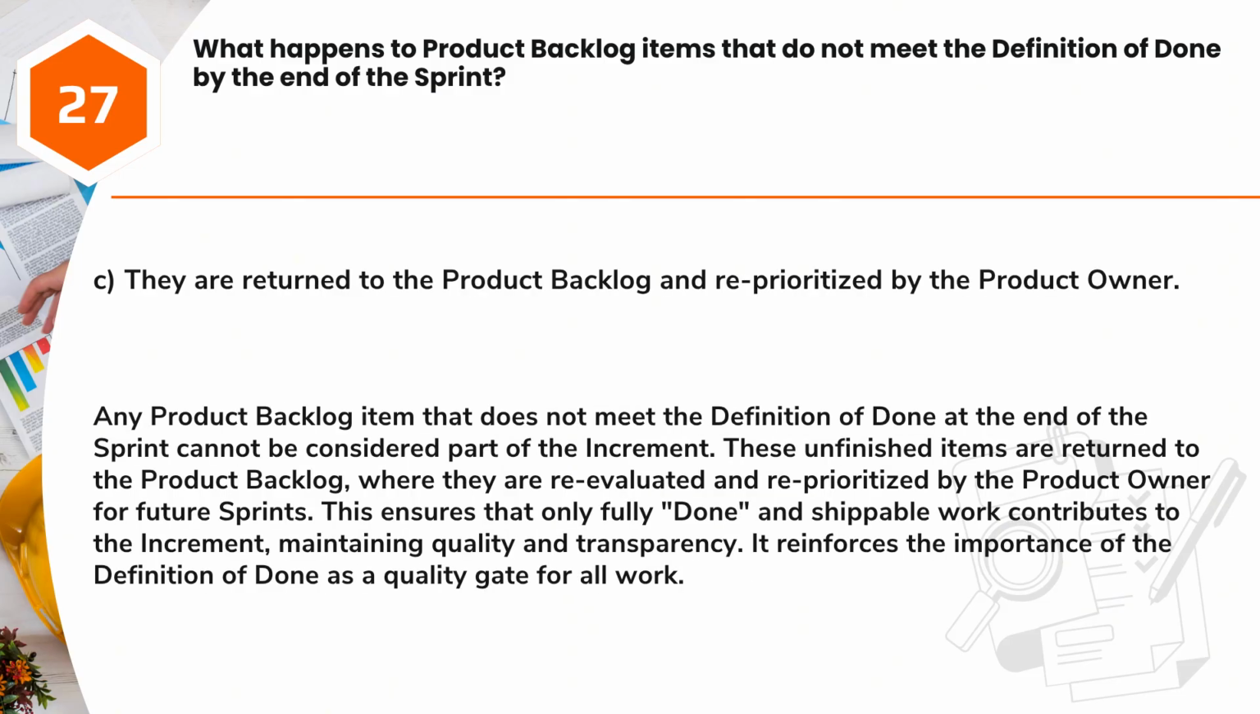Answer: C. They are returned to the product backlog and reprioritized by the product owner. Any product backlog item that does not meet the definition of done at the end of the sprint cannot be considered part of the increment. These unfinished items are returned to the product backlog, where they are re-evaluated and reprioritized by the product owner for future sprints. This ensures that only fully done and shippable work contributes to the increment, maintaining quality and transparency. It reinforces the importance of the definition of done as a quality gate for all work.